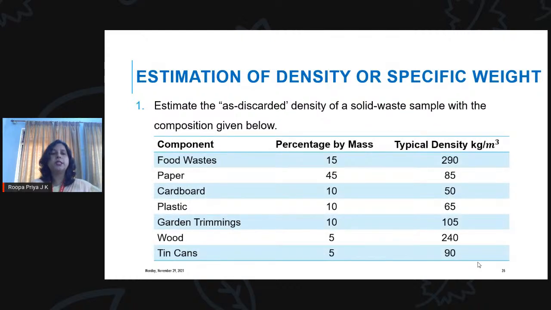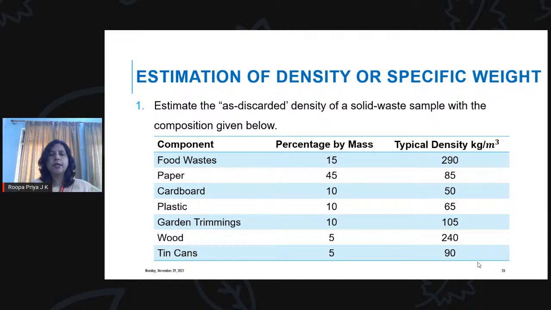You can observe that the components which were mentioned in the previous slide with the typical density are given in this problem. Another column has been inserted here, which we call percentage by mass. We also have the typical density in kg per meter cube. This is the question asked in most of the question papers, where you have to estimate the specific weight or density of the solid waste using the data given in this particular question.